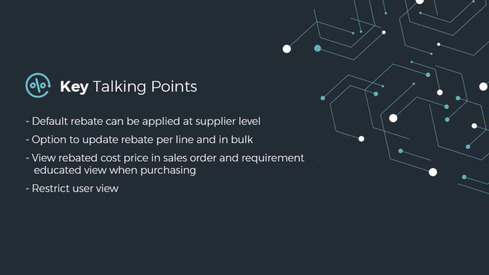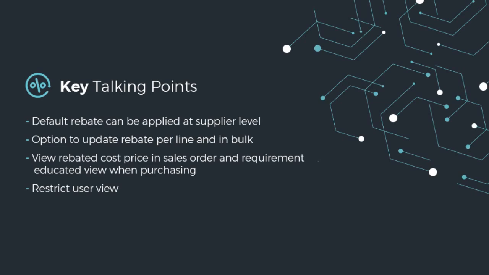View rebated cost prices, where you can see them, so in the sales order screen and in the requirements. From a requirements perspective, you've got more of an educated view when you're purchasing as well, so you can actually see what the cost price is in the system and what the rebated cost price is. And also going through restrictions of user views. So if you've got a sales user, as an example, you can only look at their sales orders and you're wanting to hide the rebated cost, and that's something you can do at the moment. There's a few more improvements that will be made to that in phase 2 and 3 of the development scale of this as well. Okay then, so the first one, how you can set it against a supplier.